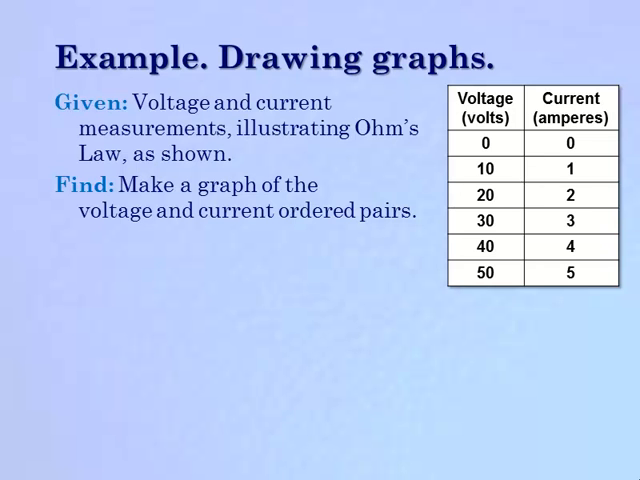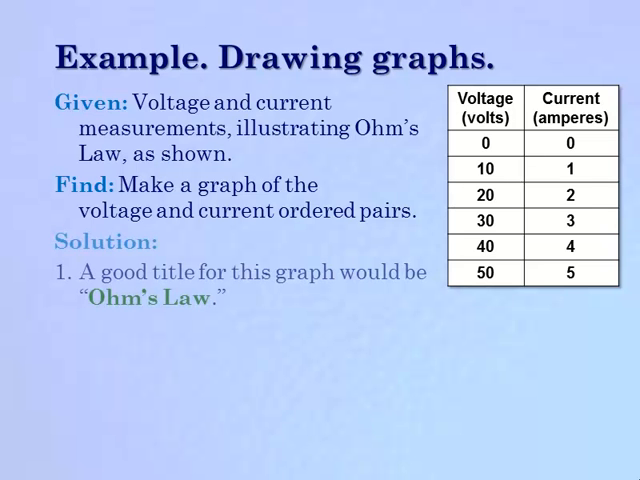Now, we can see a trend in this rainfall data. It simply is dropping off as the weeks went by and things warmed up and less rainfall came to this location. So here's another one: given voltage and current measurements illustrating Ohm's Law as shown, let's make a graph of the voltage and current ordered pairs. So a good title for this graph would be Ohm's Law.